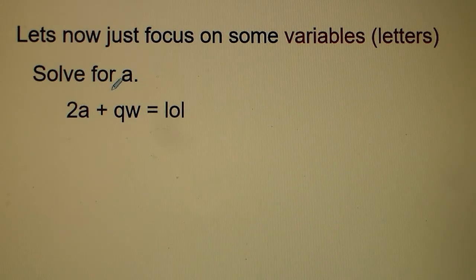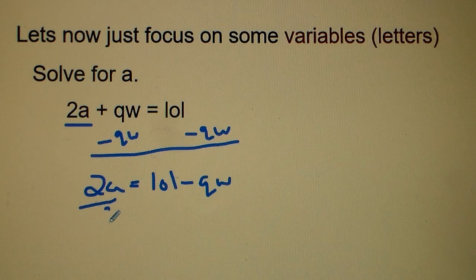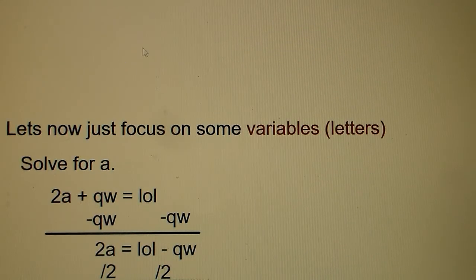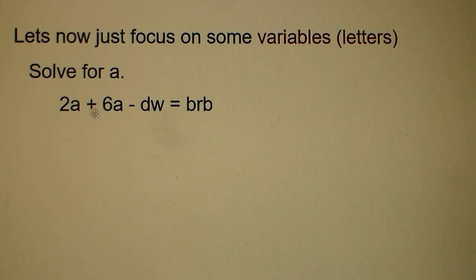Let's do another one. Solve for a. Sorry, get a all by itself. So that means we have to subtract qw from both sides. So you have 2a equals LOL minus QW divided by 2. And we're going to get that. So we divide by 2, so we got LOL minus QW divided by 2. A is all by itself, so you're good to go. That's your answer.